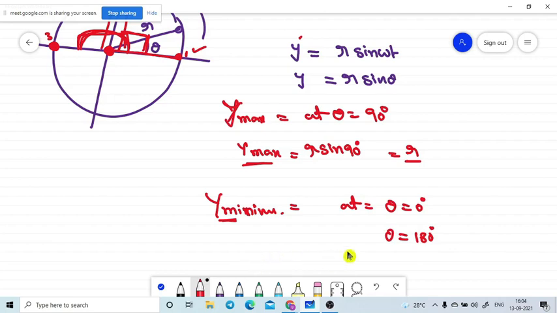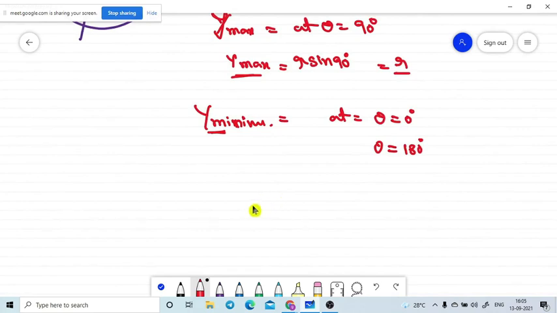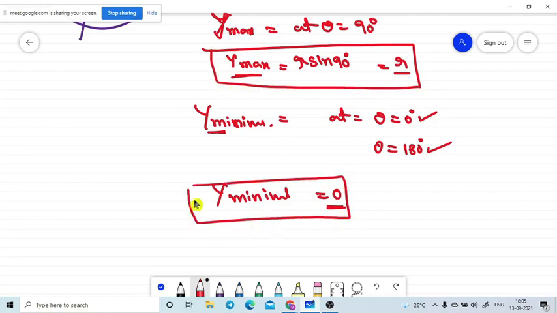So the minimum displacement will be available in the simple harmonic motion of the projection of the particle, where the particle is moving in the circumference of the circle, at theta is equal to 0 as well as theta is equal to 180 degrees. What is the minimum displacement value? 0. This is the maximum displacement of the particle, and it is the minimum displacement at theta is equal to 180 degrees.